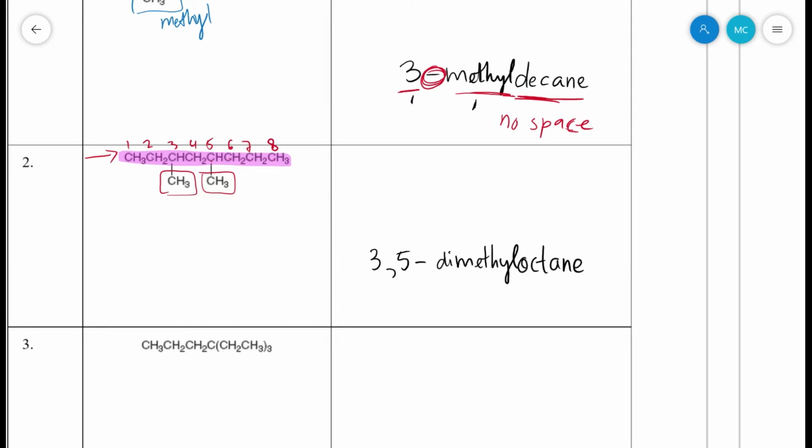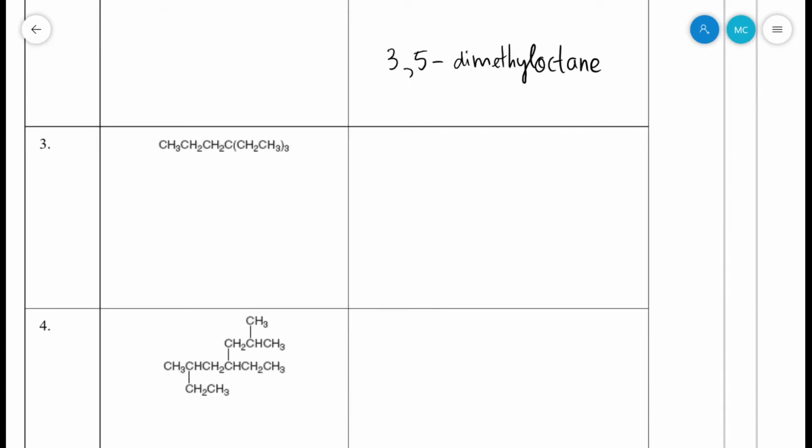Okay? That's for number 2. Let's move on to number 3. For number 3, it is in a condensed form, so I would expand it a little bit so it's more visible for the parent chain to be found. So let's do this. On this C, there are actually 3 groups or more carbons bonded to it. Okay, now once you expanded it, it's more obvious what the parent chain is, and it is this highlighted.